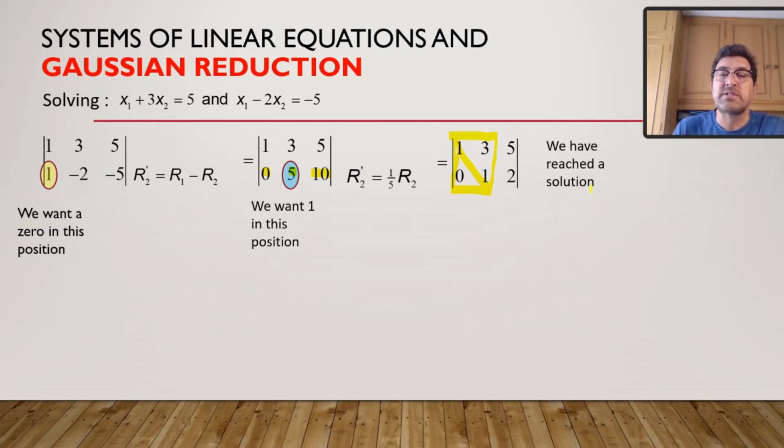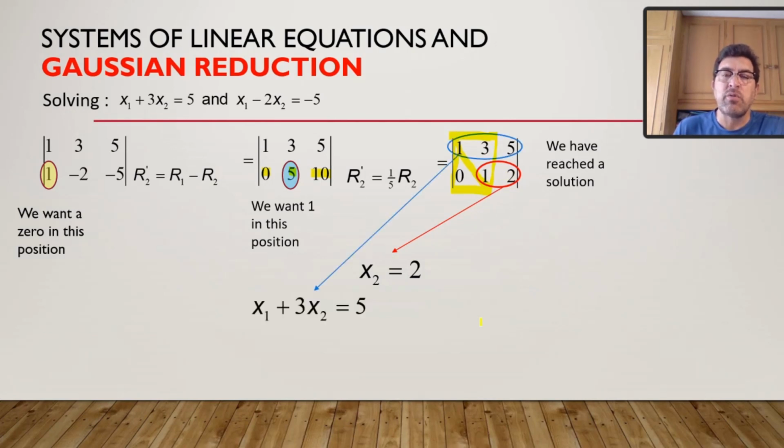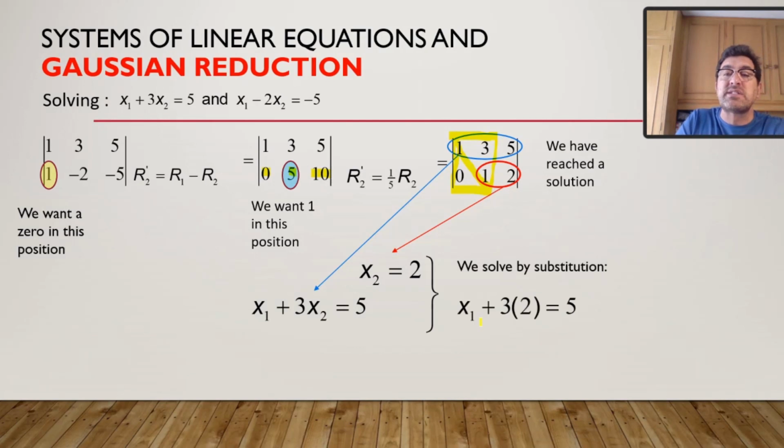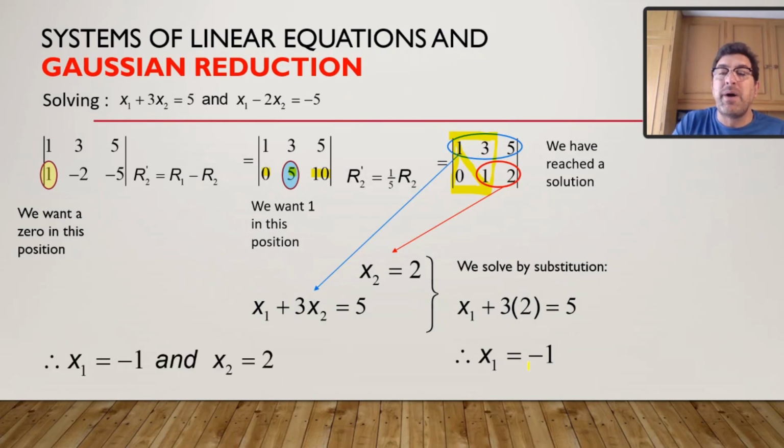We can now deduce from that pair of numbers together that x2 is indeed 2. Why? Because this is 1 times x2, which is equal to 2. From the first row, we now have that x1 plus 3 times x2 is 5. We have just found x2, so we can substitute it into the equation for x1, and that gives us x1 plus 6, which is equal to 5. The 6 transposes to the other side, and we have x1 as minus 1. So there's my solution to this system.